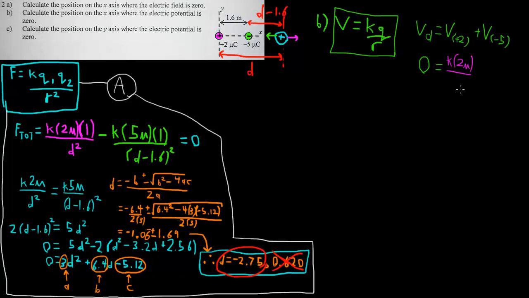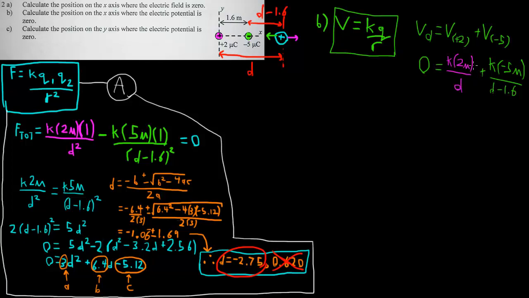So what you could do, without knowing what you're doing, is you just put a d in here, because that's the distance, right? Obviously, seems to make sense. And then you add the second term here. That's from the minus 5 potential, and so that's going to be k times negative 5 micro all over, and then this distance is d minus 1.6.